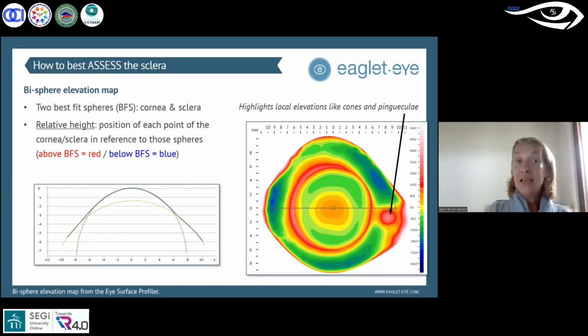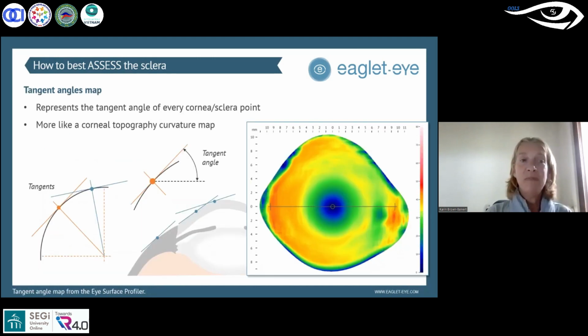We can also look at tangent angle maps. So they represent the tangent angle of every cornea and scleral point. It's more like the corneal topography of the topography curvature map. So I suppose if you think about what can we compare it to? So a tangent angle map is a little bit more like the topography curvature map.